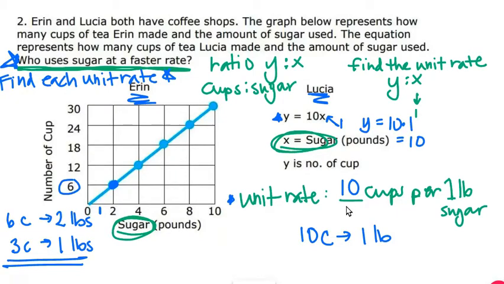So who uses sugar at a faster rate? 3 cups of tea for a pound of sugar, or 10 cups of tea for a pound of sugar? Let's think about it for a second, because you've got to be careful. Just because Lucia's 10 is bigger than 3 doesn't necessarily mean that she's using sugar faster.